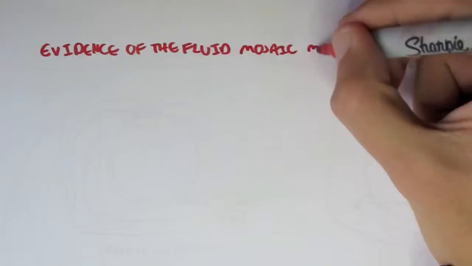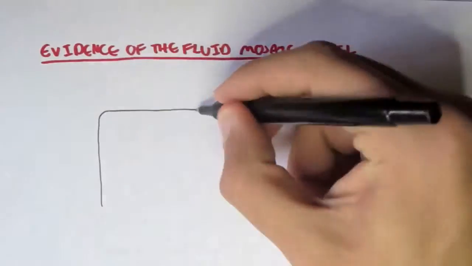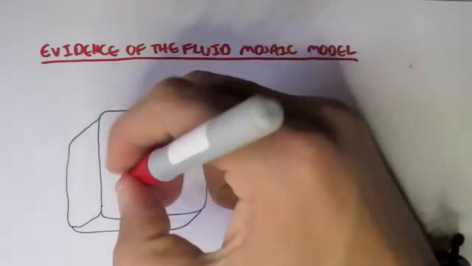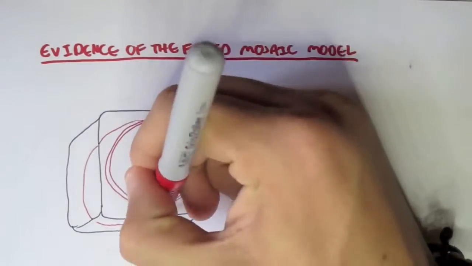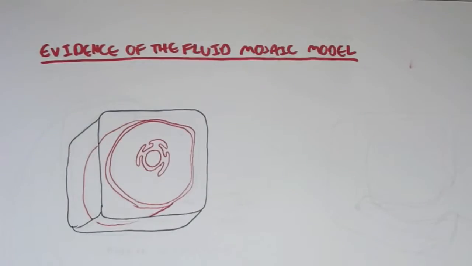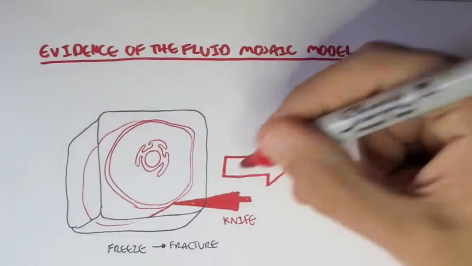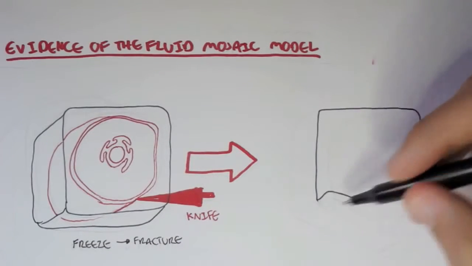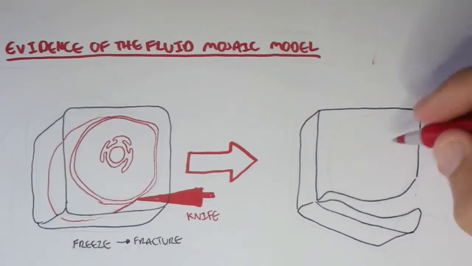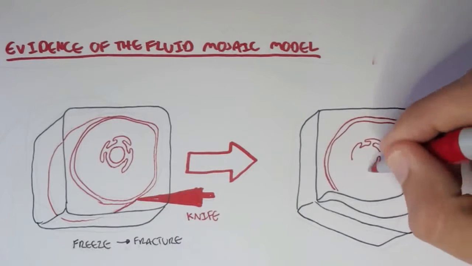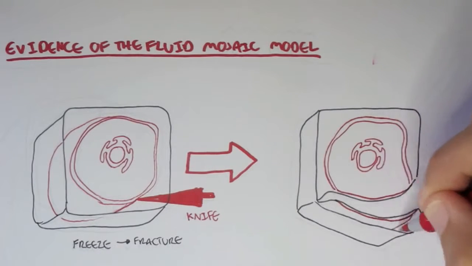Now this is part 2 of the cell membrane series, and we're looking at the evidence of the fluid mosaic model. So what evidence is there to support this? Well, if we have a cell, and we freeze a cell, for example, and then we fracture it with a knife, we can split the membrane, because part of the membrane will go on one side of the knife, and the other will go on the other side, like so.